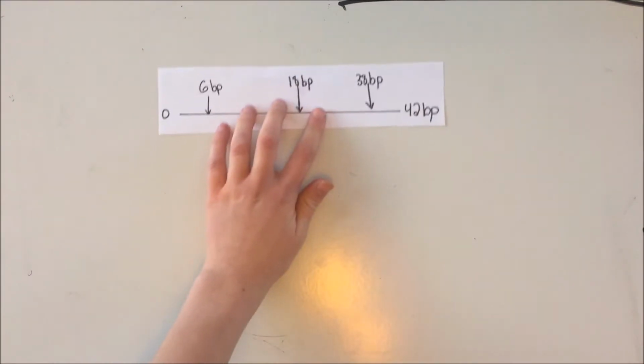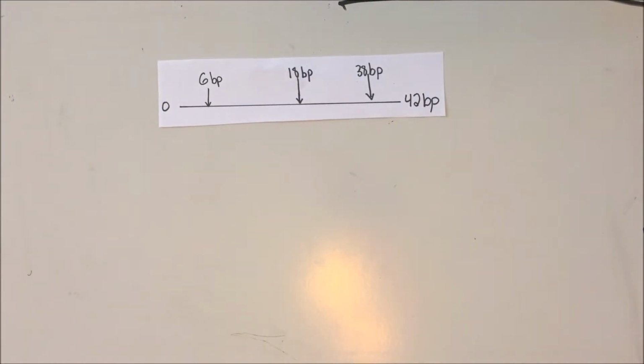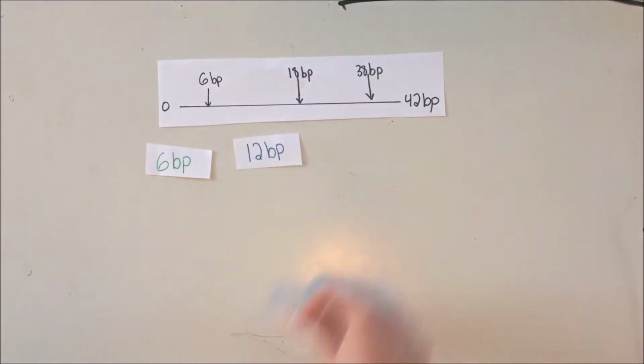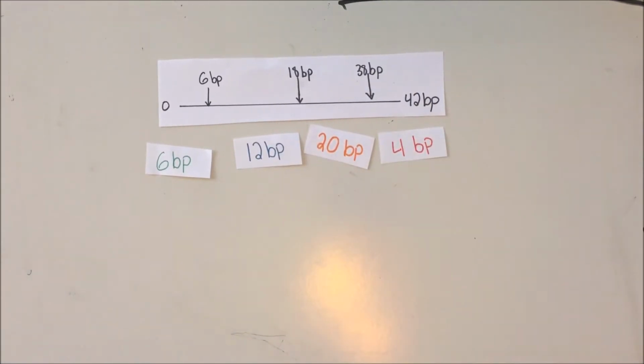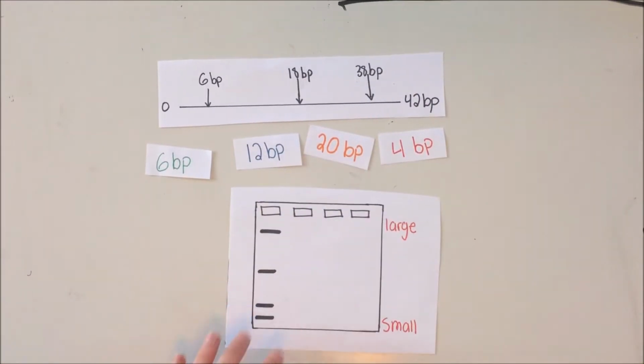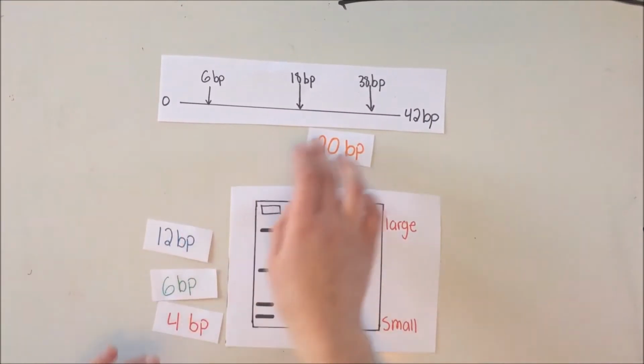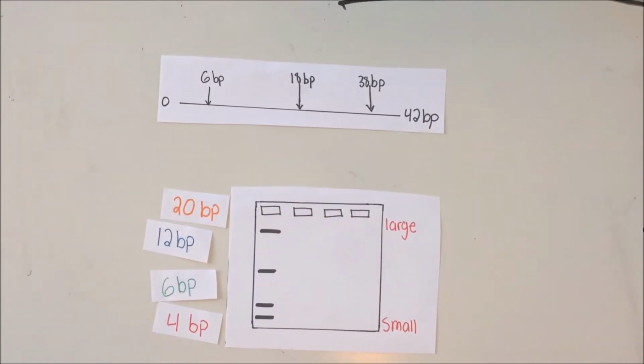In this example, there are 3 active sites on the DNA at 6, 18, and 38 base pairs, creating segments of 6, 12, 20, and 4 base pairs. On a gel electrophoresis, these segments will line up from smallest to largest, since the smaller fragments can travel farther in the gel, creating this gel.